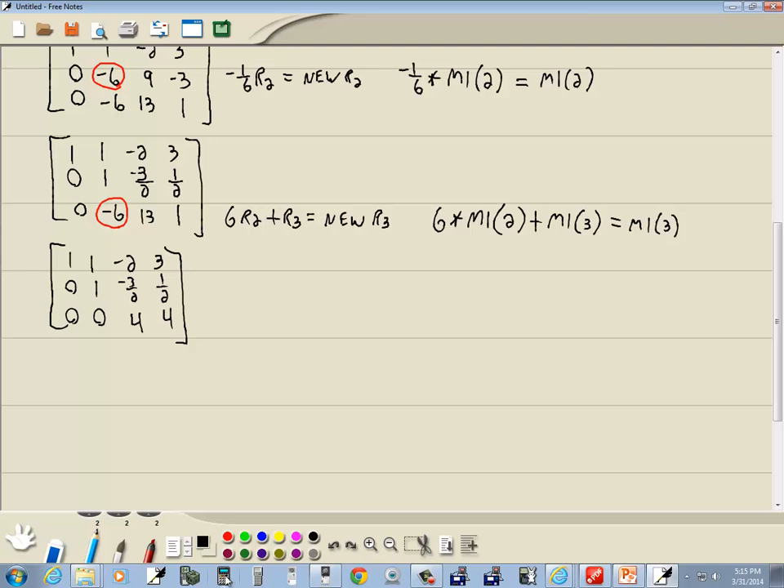Okay. Our next goal, we're working our way down, getting diagonals 1, zeros below them. So this is our next one. I want to get a 1 there. So I'm going to take 1/4 times row 3, and this is going to give us our new row 3. In HP Prime notation, I take 1/4 times M1 3, that's the third row. This equals, going to be our store, and that'll give us our new row 3.